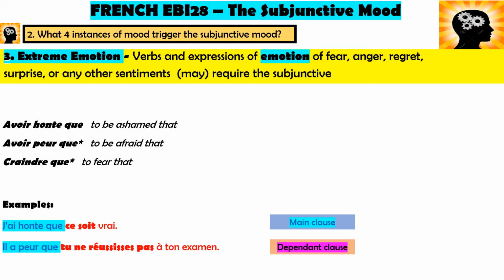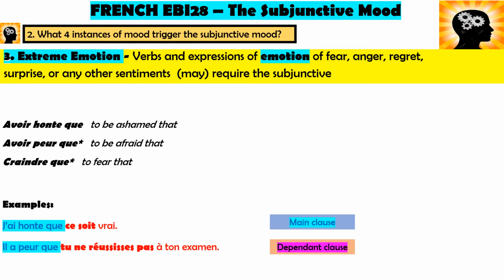Il a peur que tu ne réussisses pas à ton examen. He's afraid that you won't succeed on your exam. Again, this extreme emotion of fear, of shame, any extreme emotion like that in the main clause means the dependent clause will be in the subjunctive.